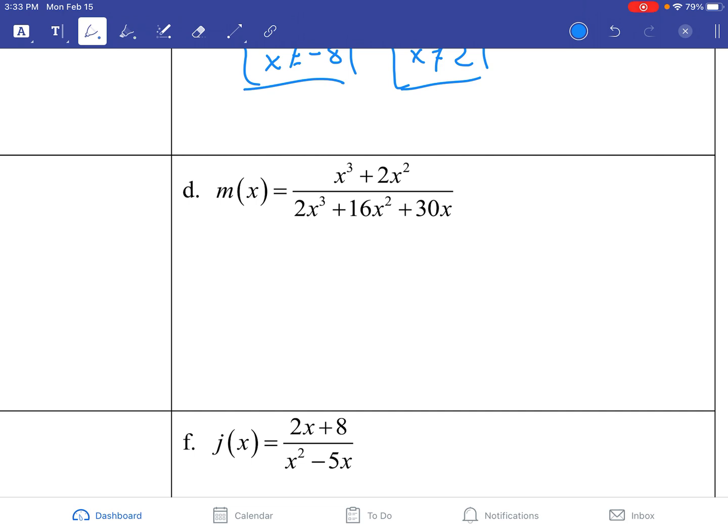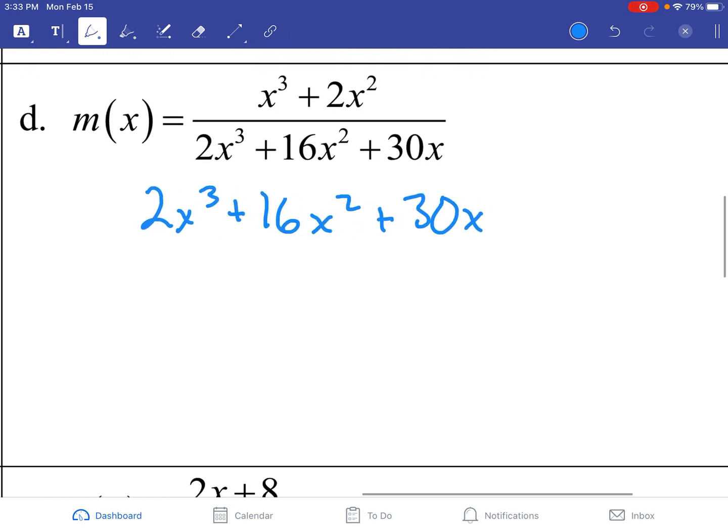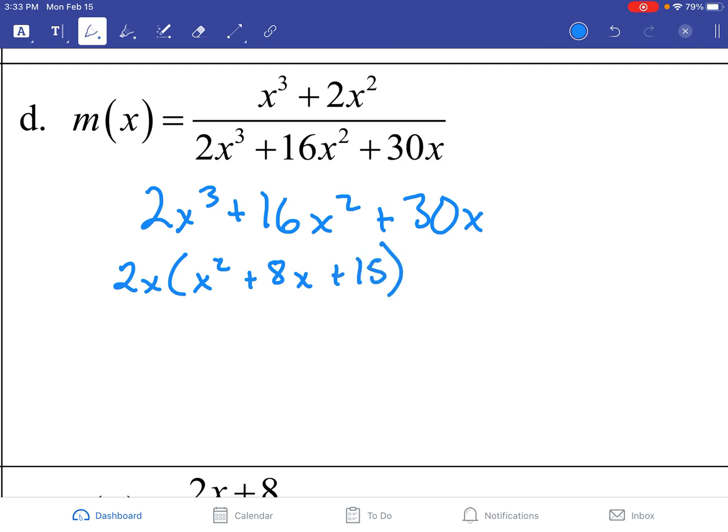All right, so we have 2x cubed plus 16x squared plus 30x. So in this case, you have a much bigger equation to factor. It's got a lot more stuff going on. What we do see in this problem is that we can take out both a 2 and an x as a greatest common factor. We'll be left with x squared plus 8x plus 15. We can then factor what's inside the parentheses. You need to find two numbers that multiply to be 15 and add up to be 8. Those numbers would be positive 5 and positive 3.